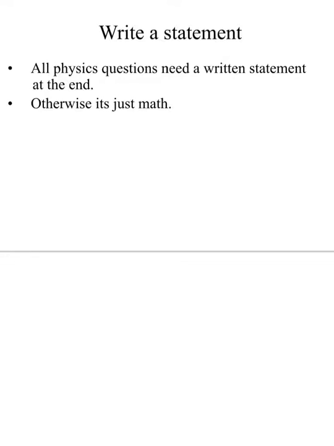Last, write a statement. All physics questions need a written statement and a unit at the end. Otherwise, it's just math. You can't just say D equals 5. Not an answer. You have to say the distance it traveled was 5 kilometers, because that's a lot different than the distance it traveling being 5 meters, right? So please, statement and a unit at the end of everything.